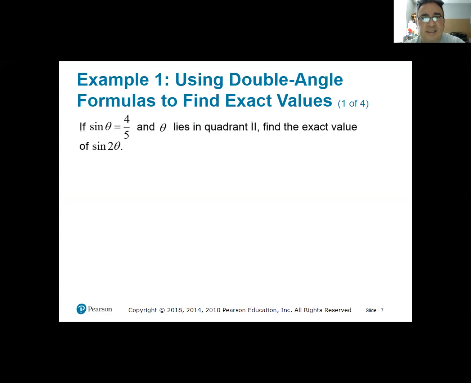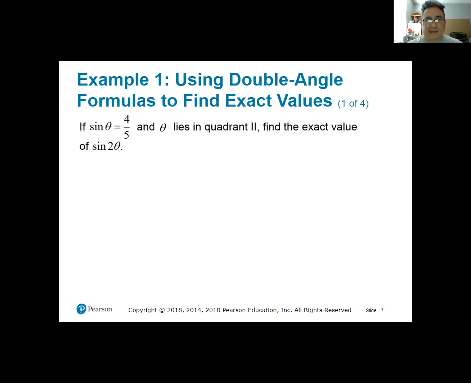We did some of these last time. But if you want to copy that example, it says if sine of theta equals 4 over 5, and theta lies in quadrant 2, find the exact value of sine of 2 theta. So that first part's going to stay the same. We're going to do sine of 2 theta, cosine of 2 theta, and then tangent of 2 theta. So the first one is sine of 2 theta.